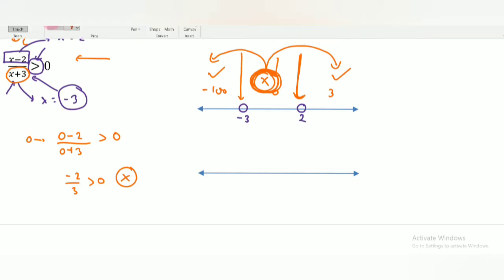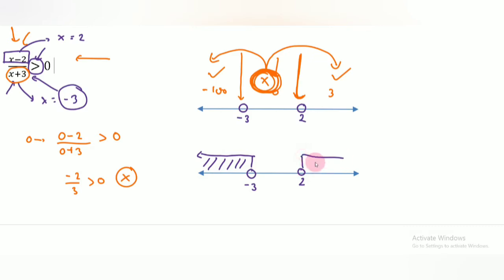So the final answer will be, this is negative 3, this is 2, I believe, and it will be like this. So all values of x that are lesser than negative 3 and all values of x that are greater than 2 will be your solution. If you don't believe it, let us test the representative of each area. Let's make this the final proof that we can use this approach.